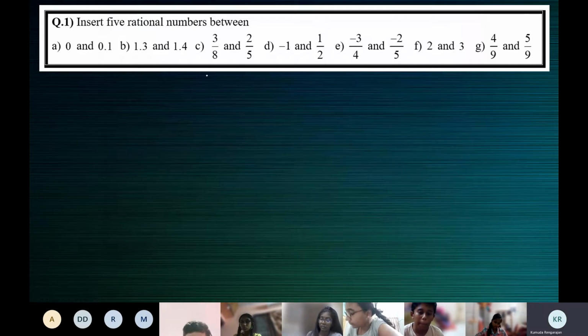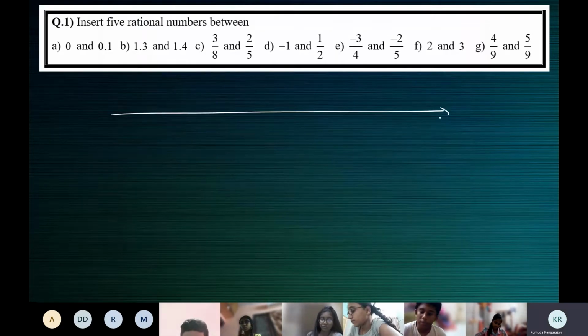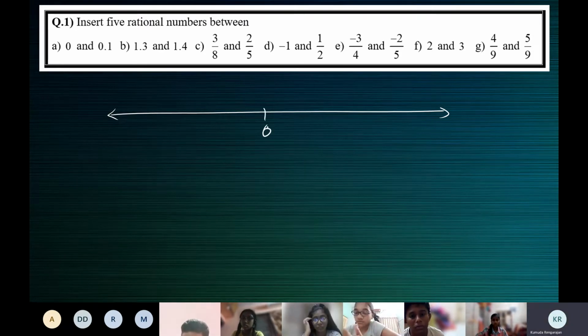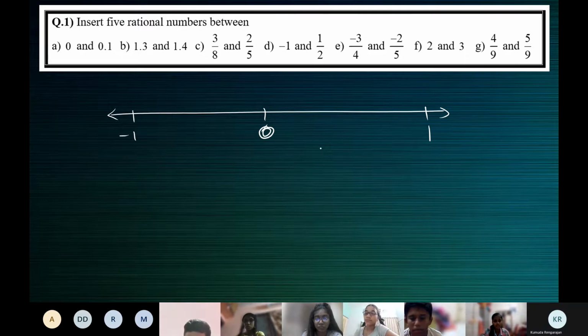I'll show you again. See here, the number line. If you look at the screen: zero, 1, and -1. Is this understood? Yes, ma'am.